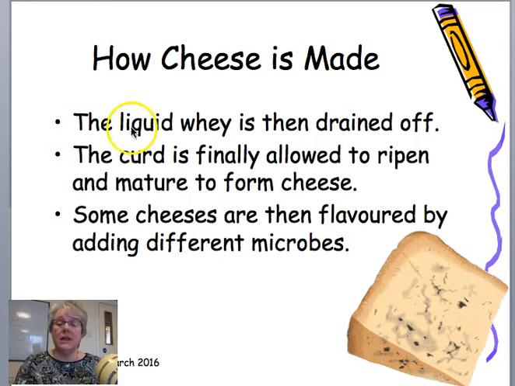Moving on to the next slide. Oh, there we are. So the liquid whey is drained off. The curd, the solid part, is left to ripen and mature, and it forms the actual cheese that you want.